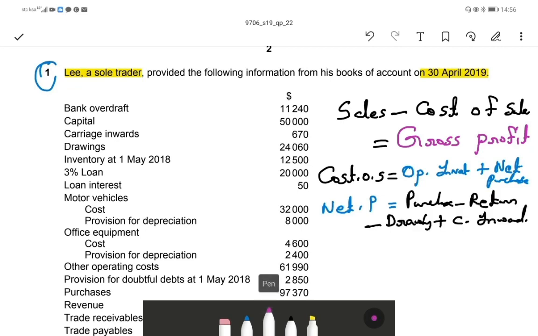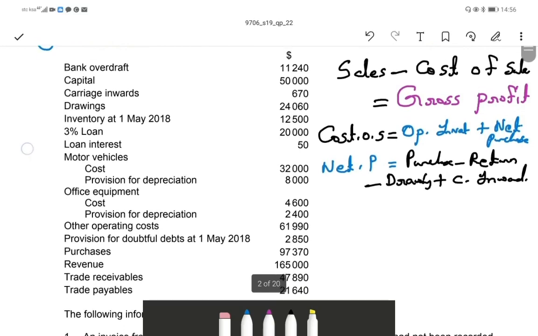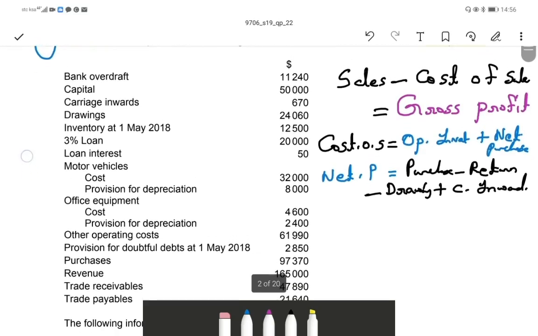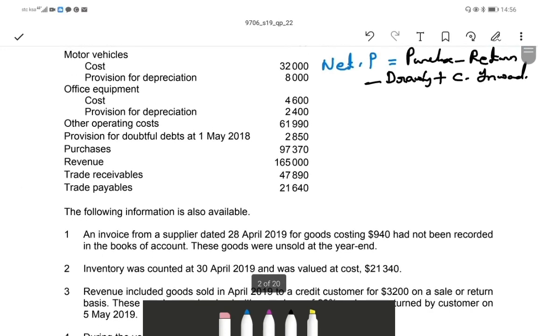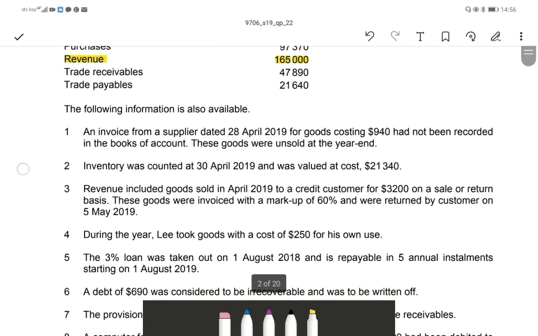So let's say first, sales. Sales means we can say sales or revenue. Here in the question they have given bank overdraft, capital, sales or revenue. They are given revenue: 165,000 is the revenue. Then any adjustment. Before entering, we have to check the adjustments.